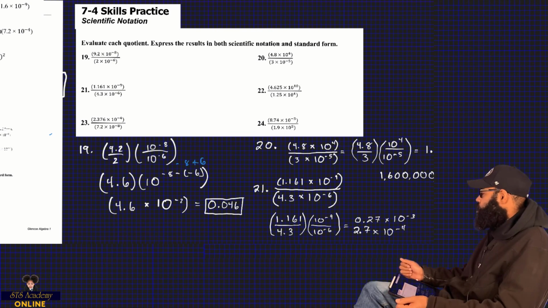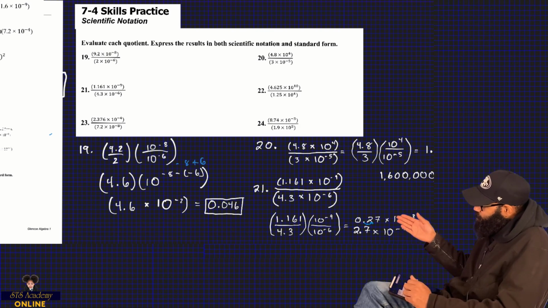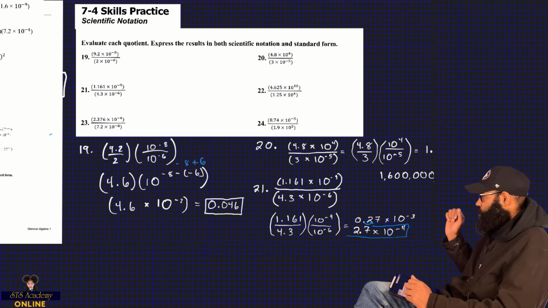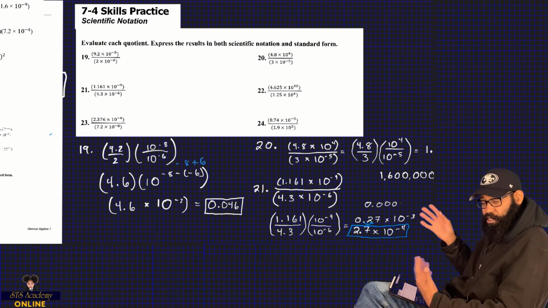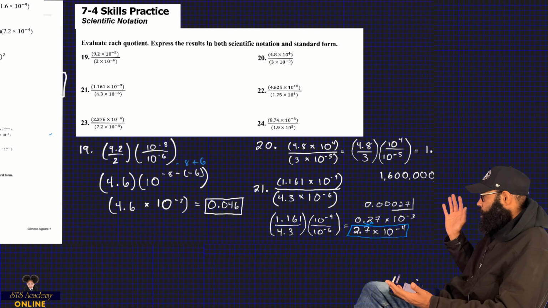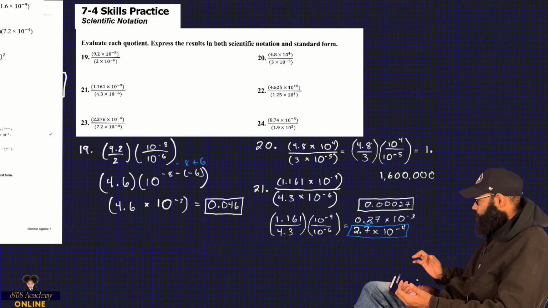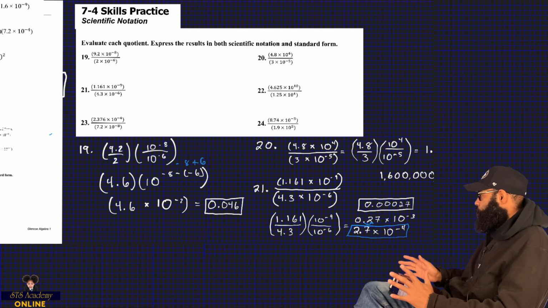I moved it because I knew I can't have 0.27 in scientific notation. It literally needs to be 2.7, right after the first digit, right? So since I made the number bigger, moving that decimal changes your exponent. That's what we got, guys. And of course you gotta write it in standard form, but again, practice, guys. That's all it is, right? That's all it is. So we'll be doing that again.